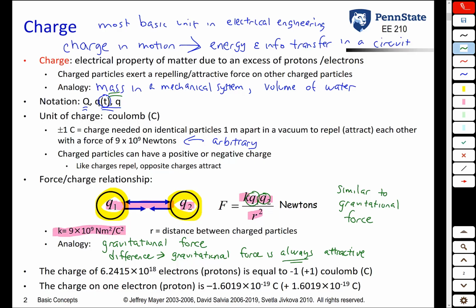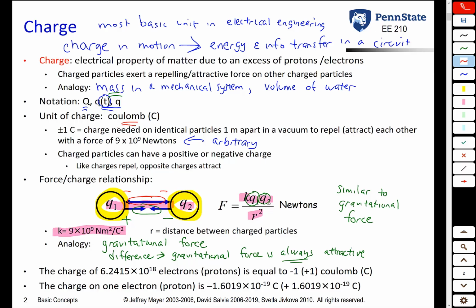Whereas this electric force can be attractive if one is positively and one is negatively charged, or it could be a repelling force if, for example, both of these particles exhibit a negative charge or a positive charge. So the question is, how many excess electrons or protons does it take to get 1 coulomb of charge?